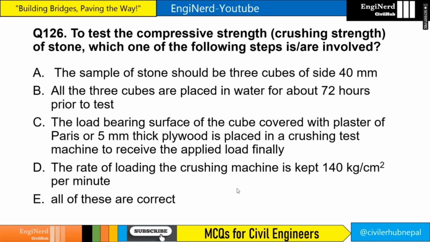To test the compressive strength, crushing strength of stone, which of the following steps are involved? The sample of stone should be 3 cubes of side 40 mm. All the 3 cubes are placed in water for about 72 hours prior to the test. The load-bearing surface of the cube is covered with plaster of Paris or 5 mm thick plywood and placed in a crushing test machine to receive the applied load. Finally, the rate of loading of the crushing machine is kept at 140 kg per square centimeter per minute. All of these are correct.